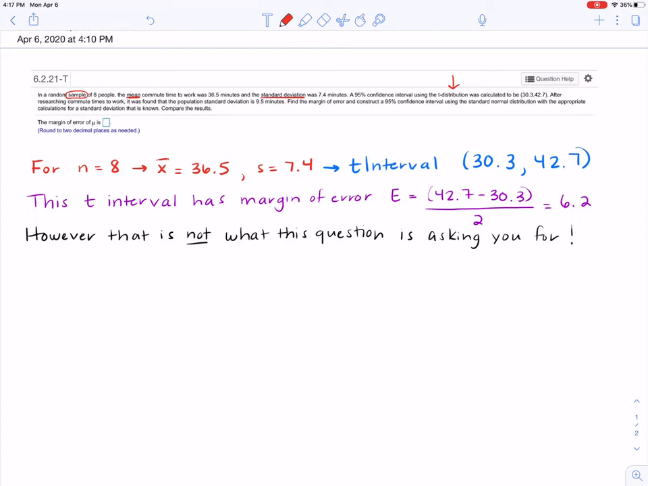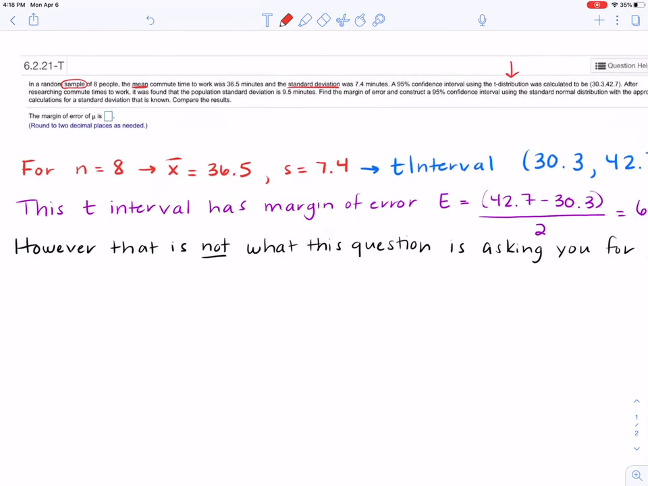Now, what a lot of people tend to want to do in a problem like this is they want to go ahead and say, well, let me just get the margin of error for that interval. And if I did that, this is something else I went over with you in my video, then I would look at the difference between the endpoints of the interval, to see how big the interval is. And I would divide that by 2 because the margin of error goes below the sample mean at the center of the interval and it goes above. The key thing to note here is that is not what this question is asking you for.